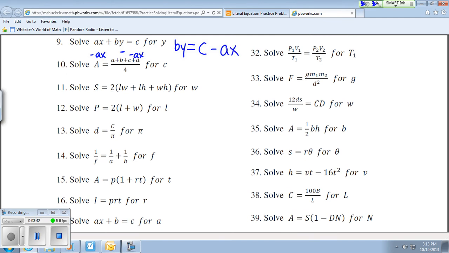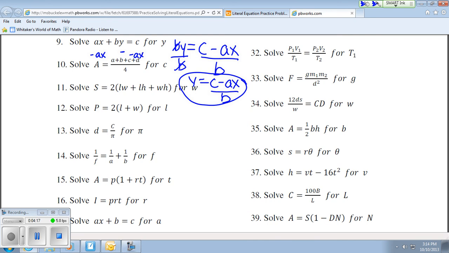on the other side. Okay, and then I need to get rid of the times b. So how do I get rid of the times b? I divide by b on both sides, and now I'm left with y equals c minus ax divided by b. And I've isolated my y, and that's all I have to do. You don't have to understand what c or a or x or b or anything else is. We're just doing all the inverse operations, and all it takes to isolate the variable that I'm solving for.